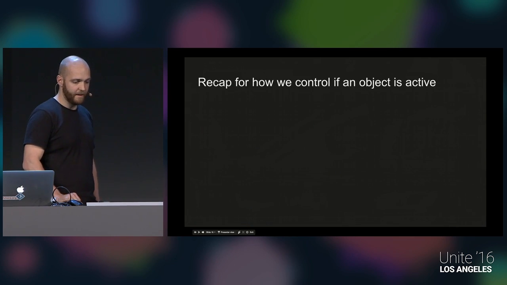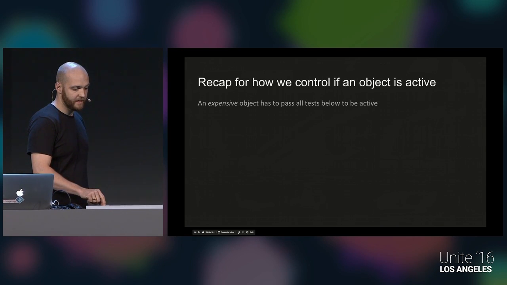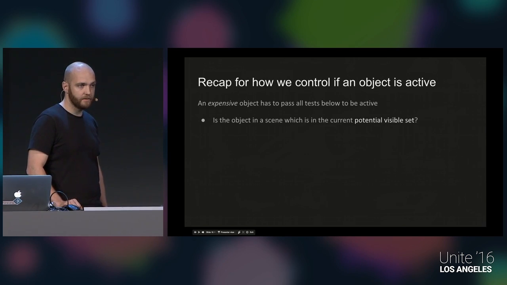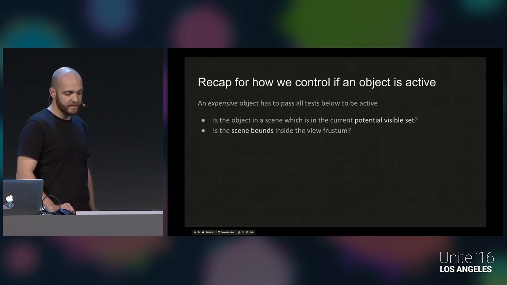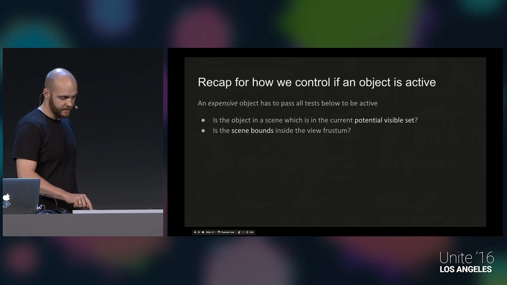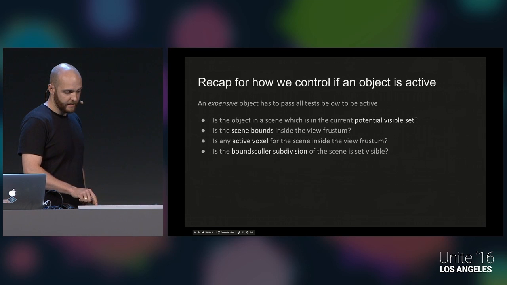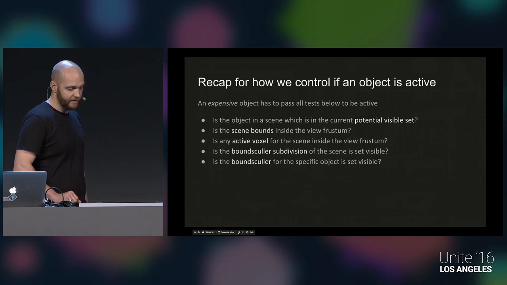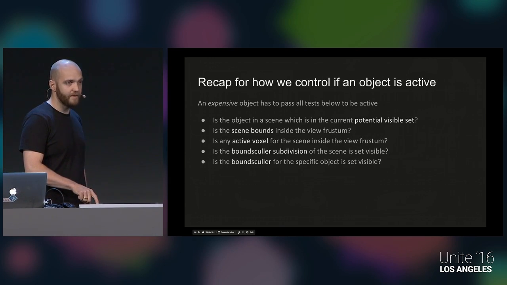So let's try and do a recap of how we control if an object is active. If we take an expensive object, it has to pass all of these tests below. Is the object in a scene which is in the current potential visible set? If yes, we also check if the scene is actually inside the view frustum, and if it is, we then check if any of the active voxels are actually inside the view frustum. And if that's the case, we test if the bounce color subdivision of that area is set visible, and finally we test if the bounce color for that specific object is set visible. And only if all these 5 tests are positive, that object is active.